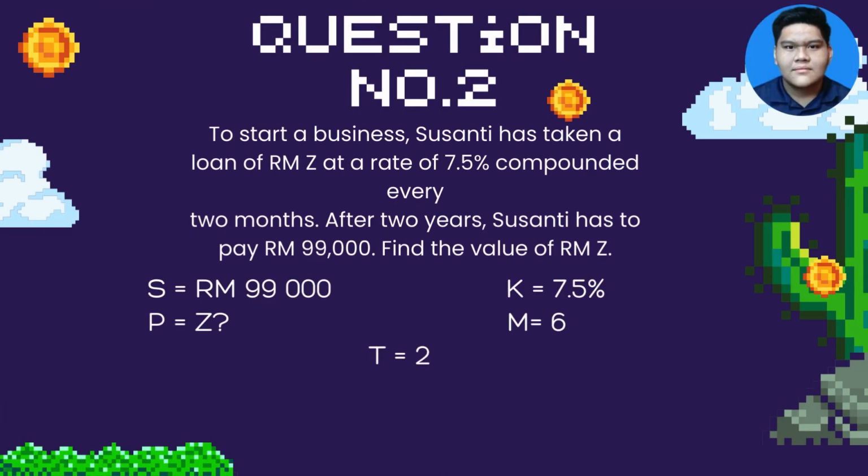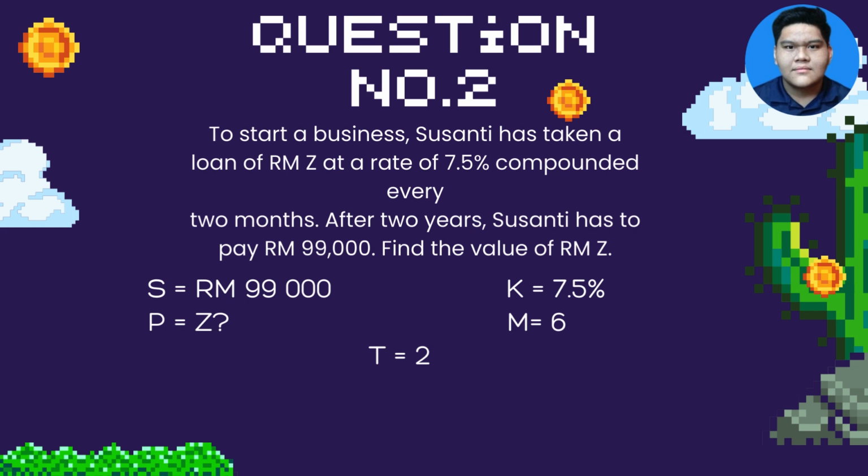To start a business, a society has taken a loan of RMZ at a rate of 70.5% compounded every 2 months. After 2 years, the society has to pay 99,000. Find the value of RMZ.